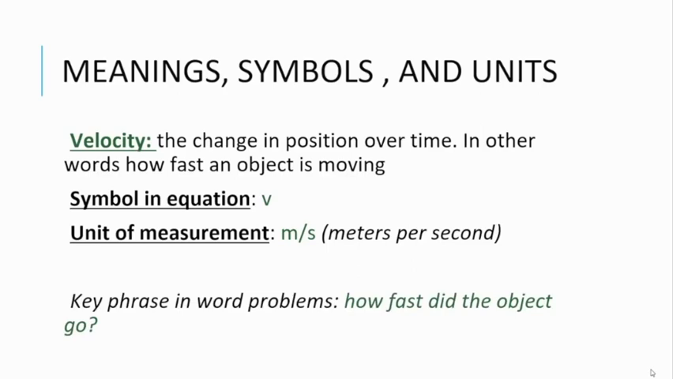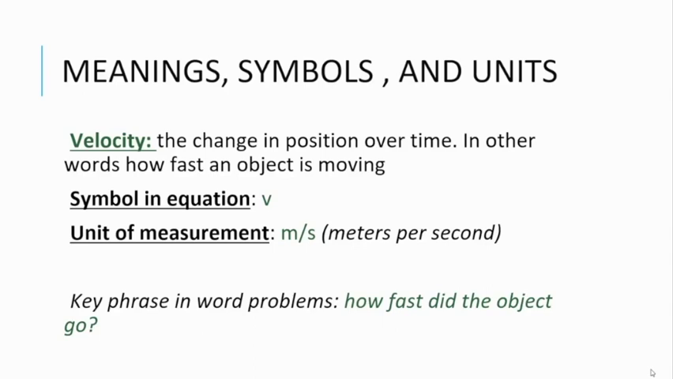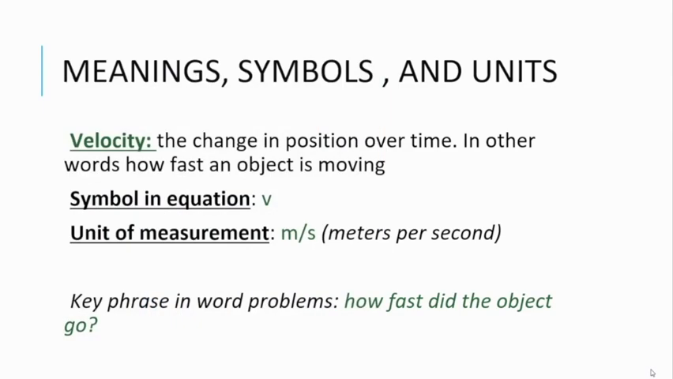For example, if I asked how fast was that car traveling, I'm asking you to tell me its velocity. Another example would be how fast did Mr. Weiss serve that tennis ball? I'm asking you to tell me its velocity. We all know that you can't calculate it because it's just that fast, but if hypothetically we were able to, we would know that I'm just asking you to find out the velocity.